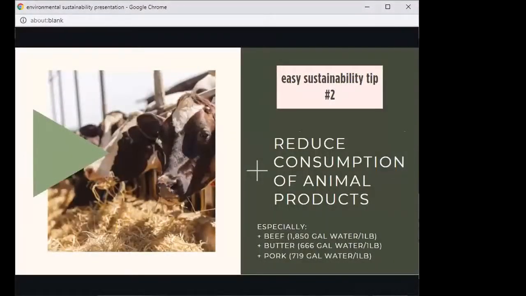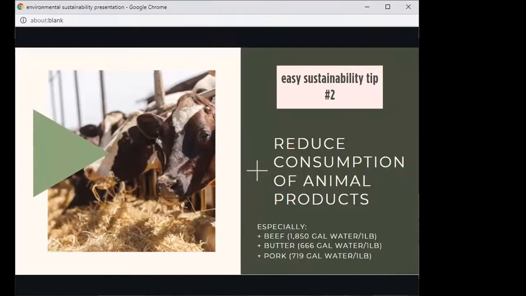So, easy sustainability tip number two. And I know everybody hates to hear this, and I'm not going to encourage everyone here to go vegan. So if you do want to go vegan, definitely feel free to call me up and I'll get you started. But there's really no way to talk about environmental sustainability, especially the easiest steps that you can take towards sustainability, without talking about cutting back on animal products. Because like we mentioned earlier, methane, carbon, those things really do come from animal agriculture.